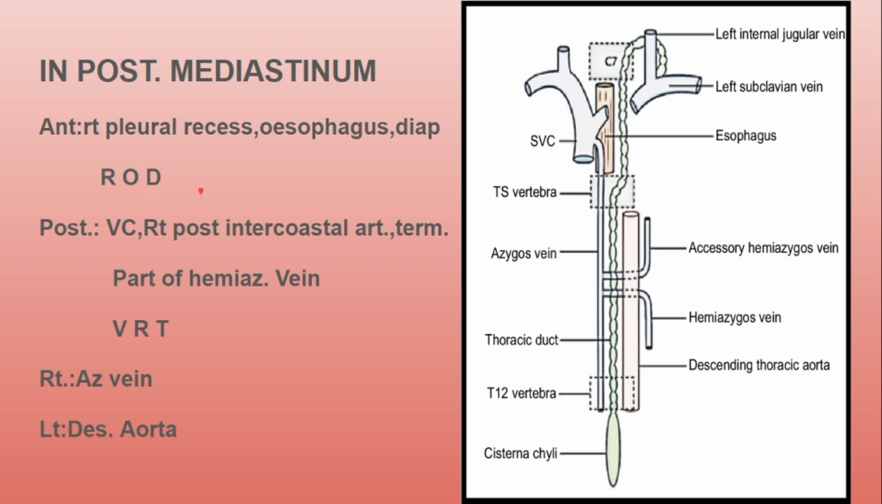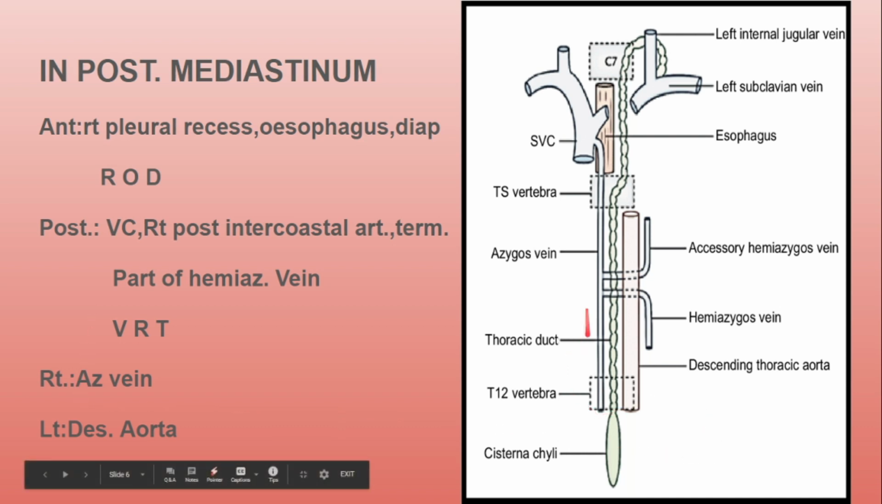Just remember the mnemonic. For the posterior part we have the vertebral column, one artery and one vein. The artery is the right posterior intercostal artery and the vein is the terminal part of the hemiazygous vein. For this you can remember the mnemonic VRT. For the right part, the azygous vein, and for the left part, the descending thoracic aorta.